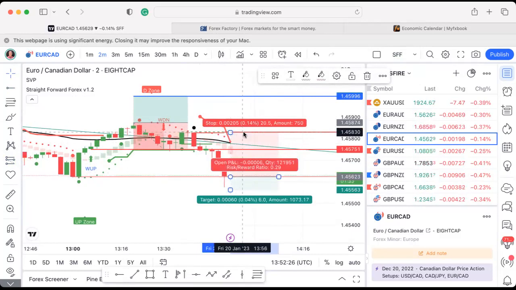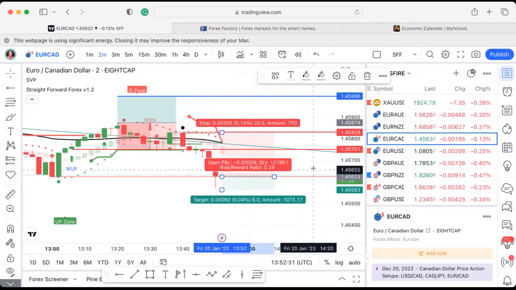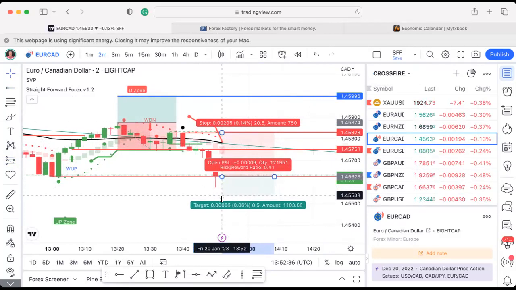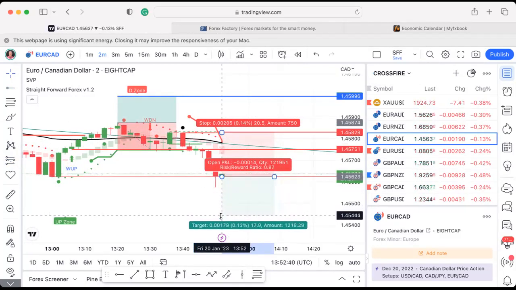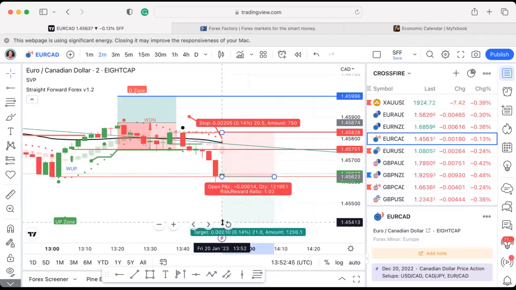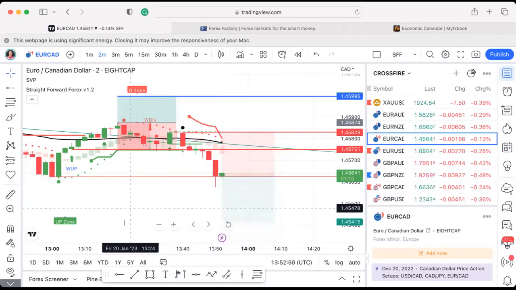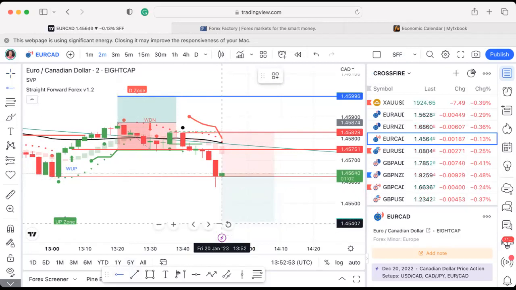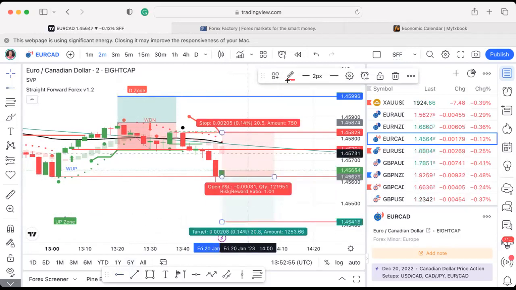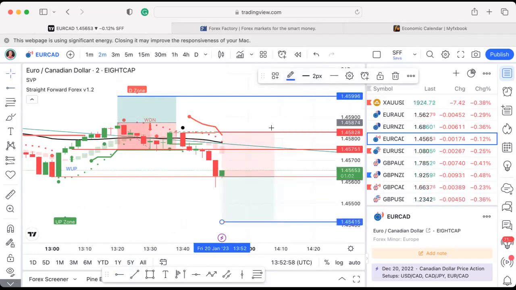Now that's 20.5 pips. That's just about the extreme of my tolerance for a stop loss. 20 pips is about as far as I'm happy to go. So I'm looking for price to come back down to this blue line here. What's actually happened is price has bounced off the sell line.